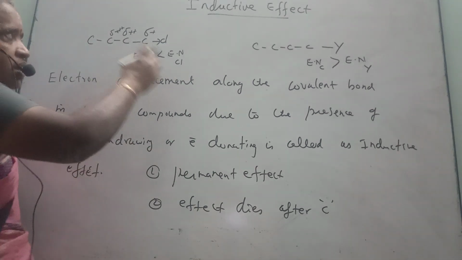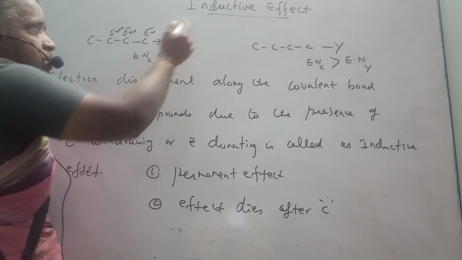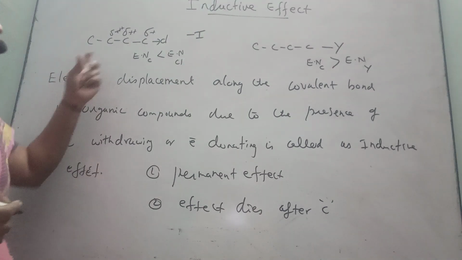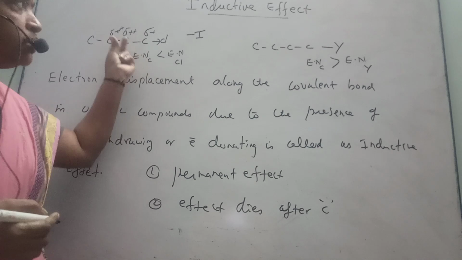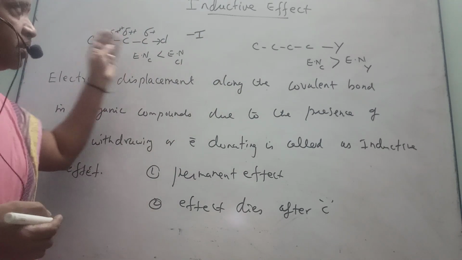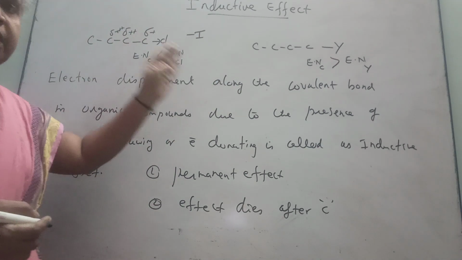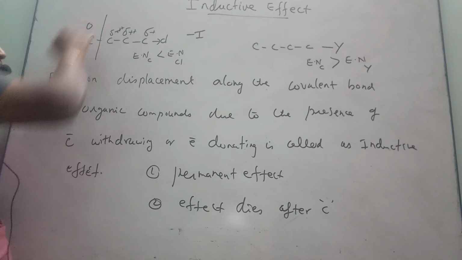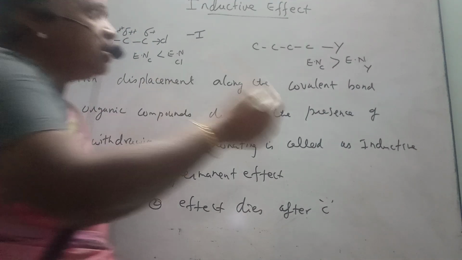This is the case where the electron is moving towards the group, so you can call it the minus I effect. That is, minus I effect means the electron is moving towards the group, or we can say electron is moving away from the carbon chain. Afterwards it becomes 0. Now let us see the next category.